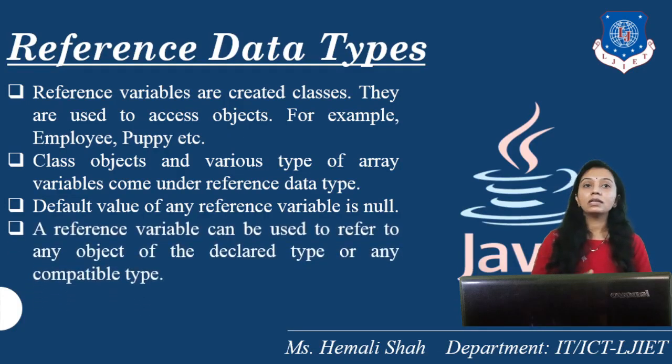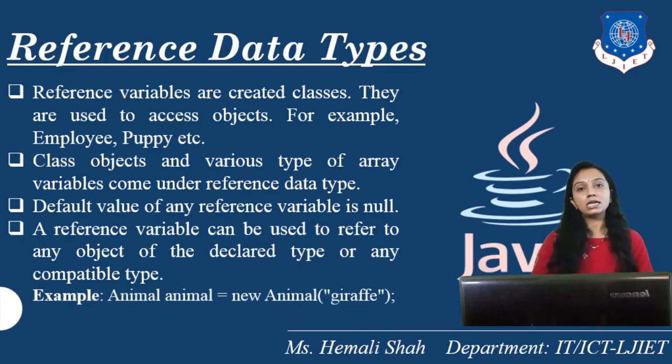Now, a reference variable can be used to refer to any object of the declared type or any compatible type, right? For example, you can create the object of Animal by making use of the Animal class name. Then small-letter animal is actually called the object name. Then allocate the memory by using the new operator, and again use the data type, or we can say the constructor of the Animal class, with the parameter giraffe. So this will make a reference data type of the kind classes and objects.